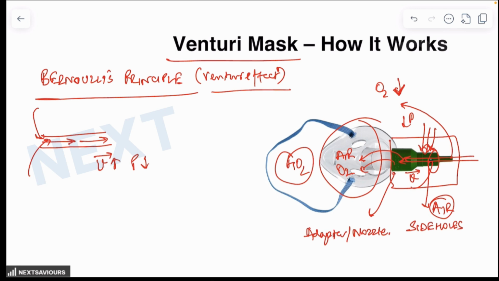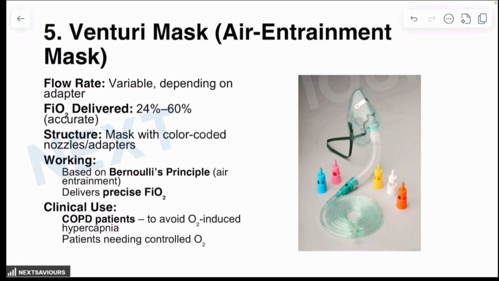Now, as I told you, how will this FiO2 be fixed? Because these nozzles are different, they are color coded, each delivering a specific FiO2, which we will talk about later. Now, once you have understood the Bernoulli principle, it becomes much easier to understand the Venturi mask. These are the air entrainment masks. The flow rate could be variable depending upon the adapter or the nozzle. The FiO2 delivered could also be variable.